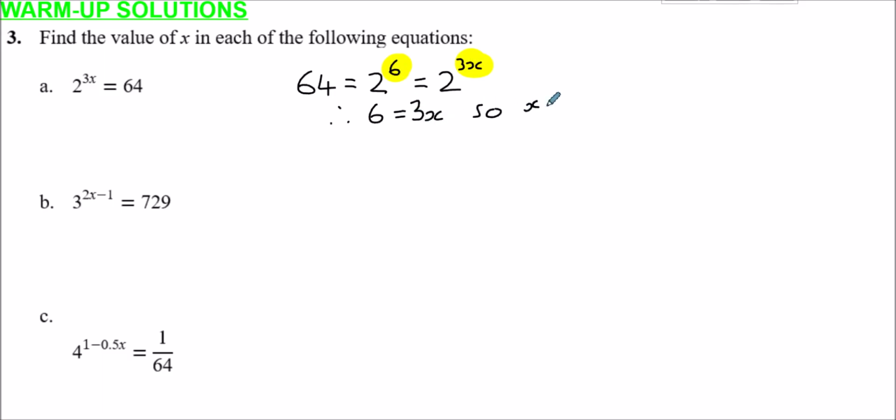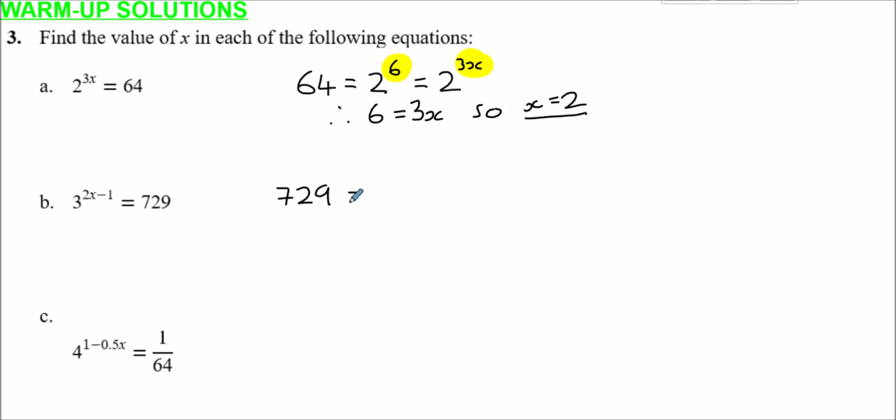So x must equal 2. We can use the same idea here, because 729 is again a power of 3. It begs the question, what if 729 wasn't a power of 3, which is the same as what I said in warm-up question 2. That is another method we're going to explore today.